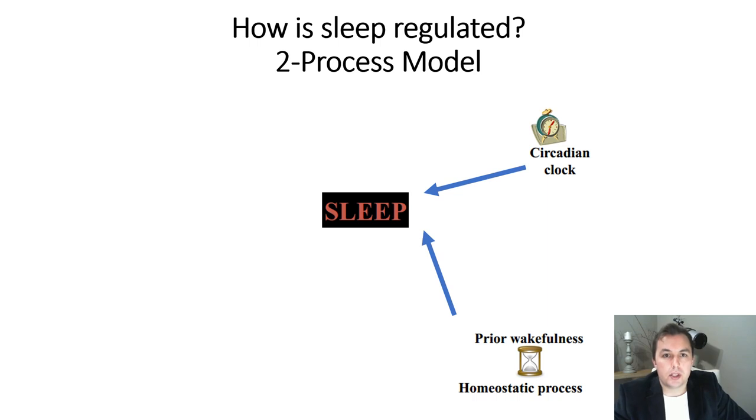The other process is not a clock-dependent process, but rather a homeostatic process, which has to do with how long we've been awake. The longer we stay awake, the more likely we are to flip into sleep. You can figuratively think of this process as an hourglass. The hourglass is more likely to flip into sleep if enough sand passes through it. Very little is known about this homeostatic process, and I won't talk much more about it. I will now focus primarily on the circadian processes during the rest of the presentation.